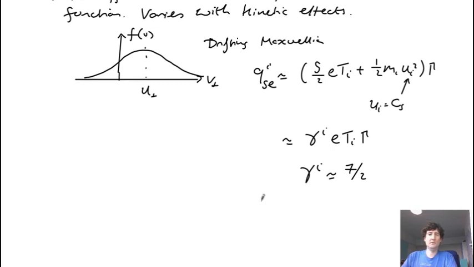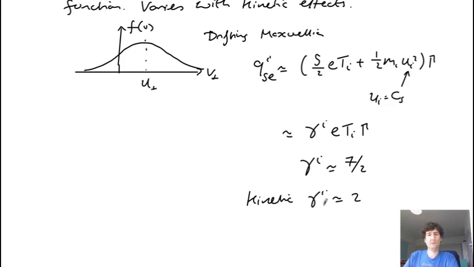If you do kinetic calculations, gamma_i is roughly 2, although this has very large variations depending on the regime. So we've seen factors of 10 in some cases different from this. So it can be larger or can be smaller depending on the regime.